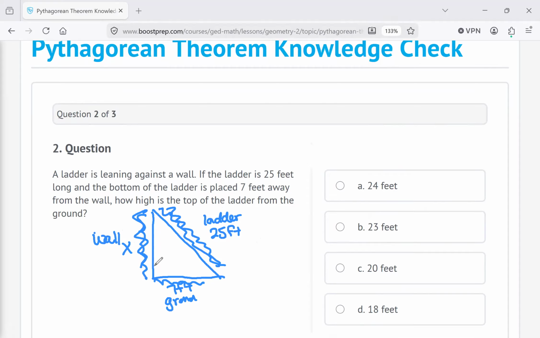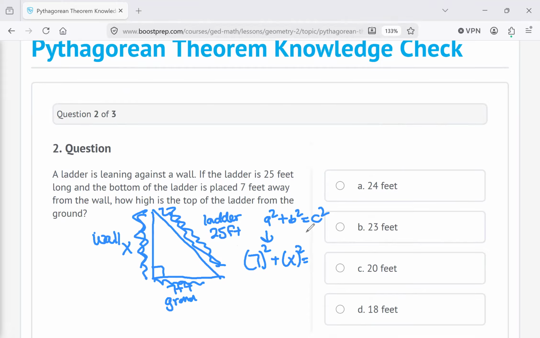And A is a leg, B is a leg, C is the hypotenuse. So do we have one of the legs? Yes, one of my legs is 7, so it's going to be 7 squared. Do we have another leg? Not yet. It's an unknown leg, so we'll call it X, or X squared. And then do we have the hypotenuse? Yes, it is 25 squared.